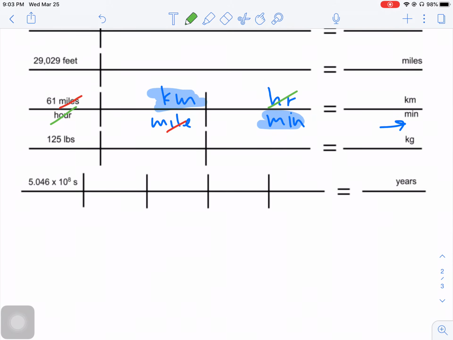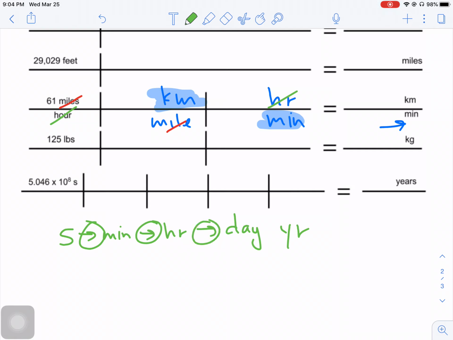All right, last one. I'll give you another hint. You guys are going to go from seconds to minutes to hours to days to years. So I count 1, 2, 3, 4 conversions, and you're going to put your conversion factors here. So first conversion factor, second conversion factor, third conversion factor, and fourth conversion factor.